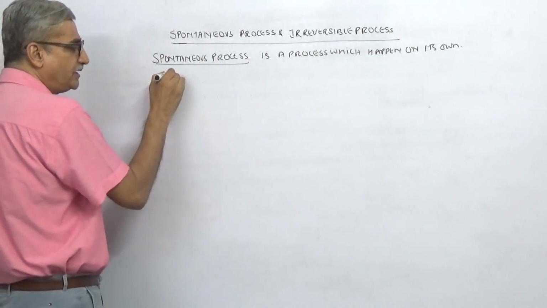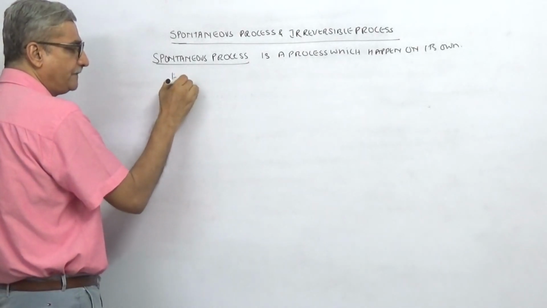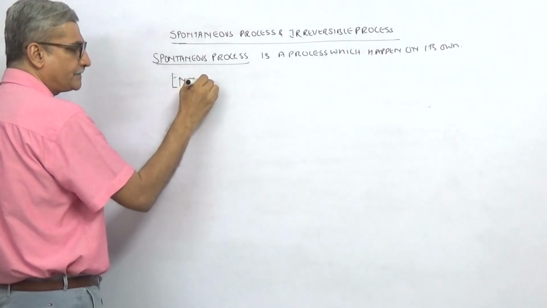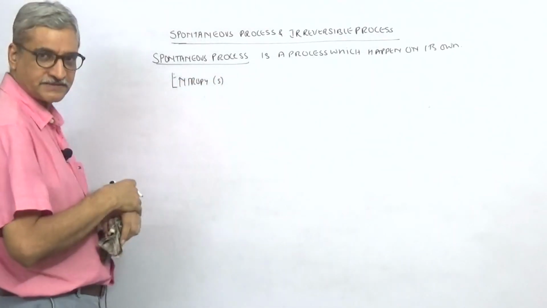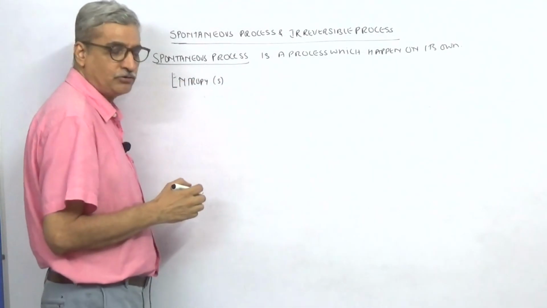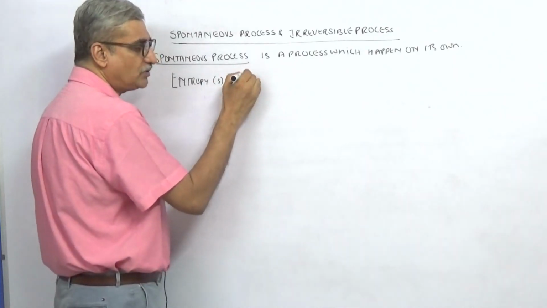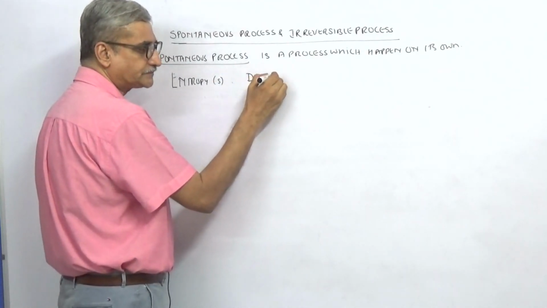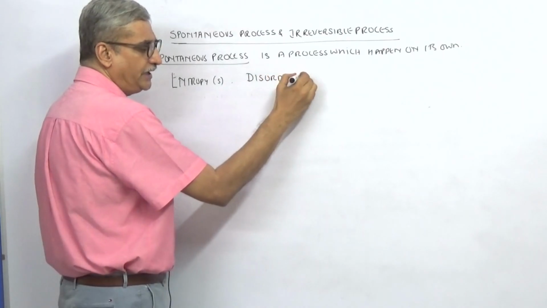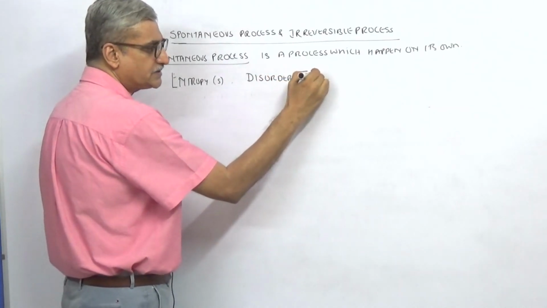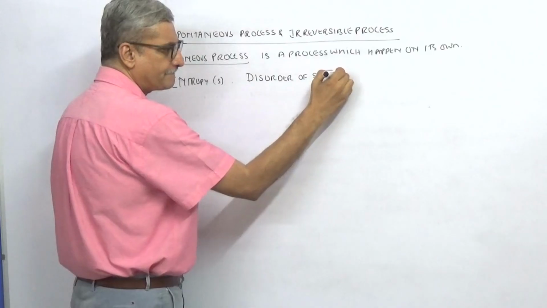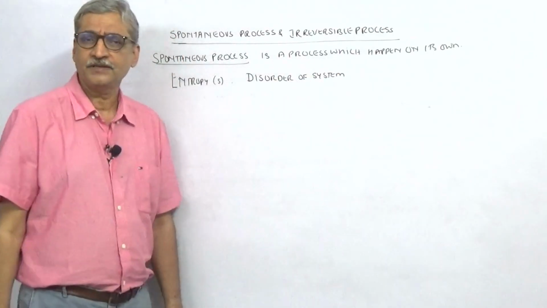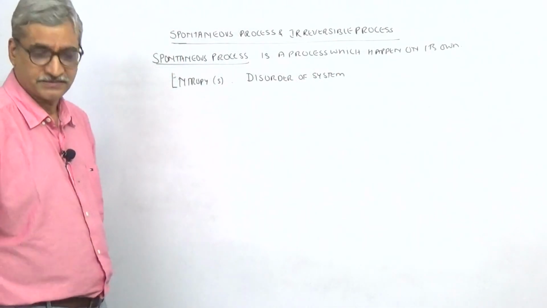So what does the word entropy mean? Entropy is given by the symbol S. And what did they say entropy is? They said entropy is the disorder of the system. Entropy is disorder of the system. They said if disorder increases.